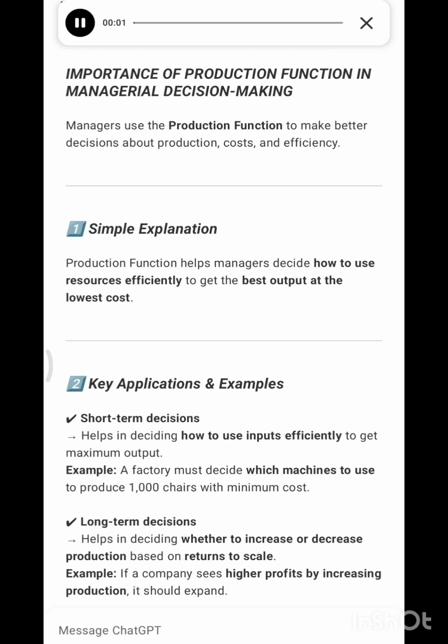Importance of production function in managerial decision-making. Managers use the production function to make better decisions about production, costs, and efficiency. Simple explanation: production function helps managers decide how to use resources efficiently to get the best output at the lowest cost.